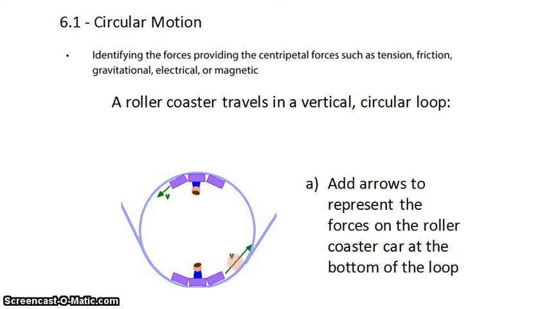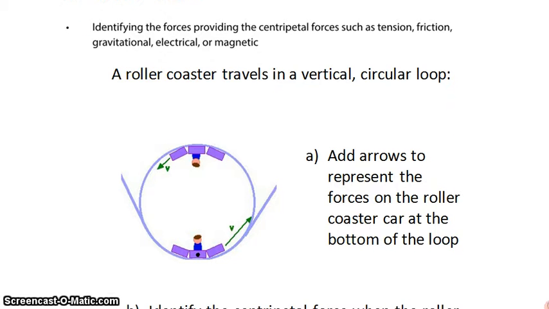This is a vertical circular loop, and we want to add arrows to represent the forces on the roller coaster car at the bottom of the loop. So right here, what's going on? Well, this is a vertical loop, so the car is being pulled down towards the center of the Earth by its own weight. So weight is going to be one of those forces.